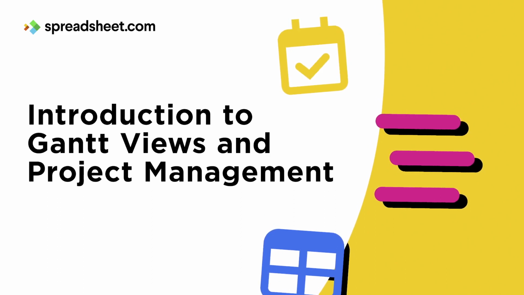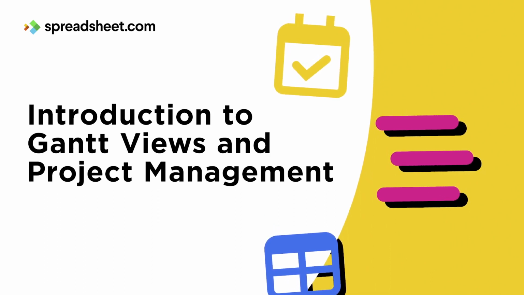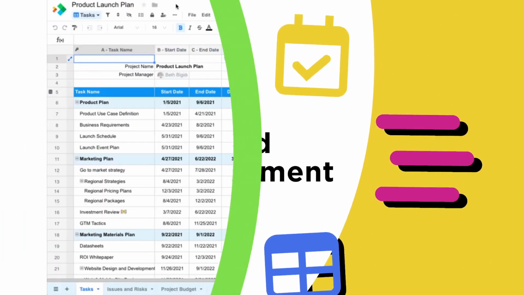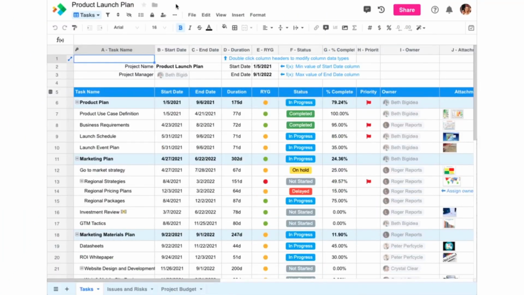With Spreadsheet.com, you can use Gantt views to visualize and manage work schedules and relationships between tasks. For example, here we have a product launch plan spreadsheet with columns for start date, end date, duration, status, owner, and more. Now let's say we want to see a timeline of this project and manage it more visually. We can do this easily in Spreadsheet.com with a Gantt view.